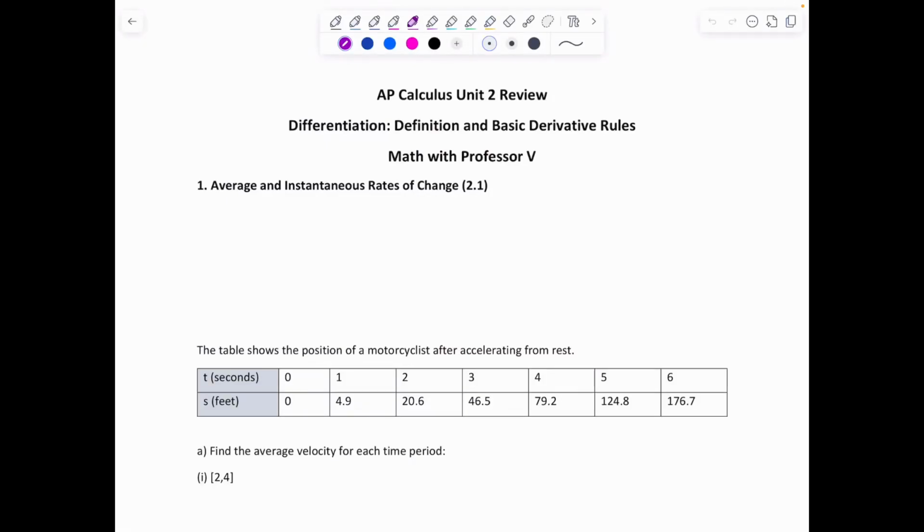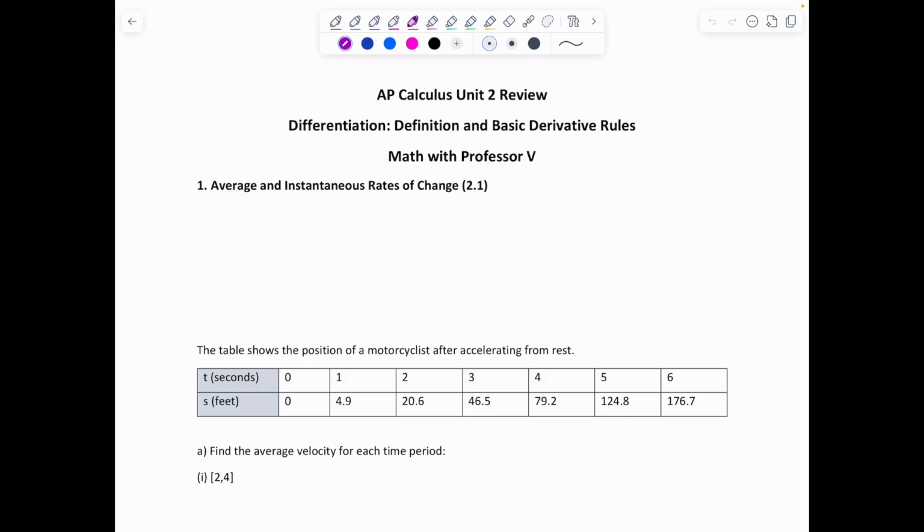In this video, we're reviewing AP Calculus Unit 2 on differentiation. We'll go through the definition and basic derivative rules. And we're going to cover the major topics that the College Board expects. So: limit definition of the derivative, finding slopes of tangent lines, estimating derivatives from tables and graphs, differentiability and continuity, and then all the fundamental derivative rules: your power rule, product rule, quotient, trig, exponential.